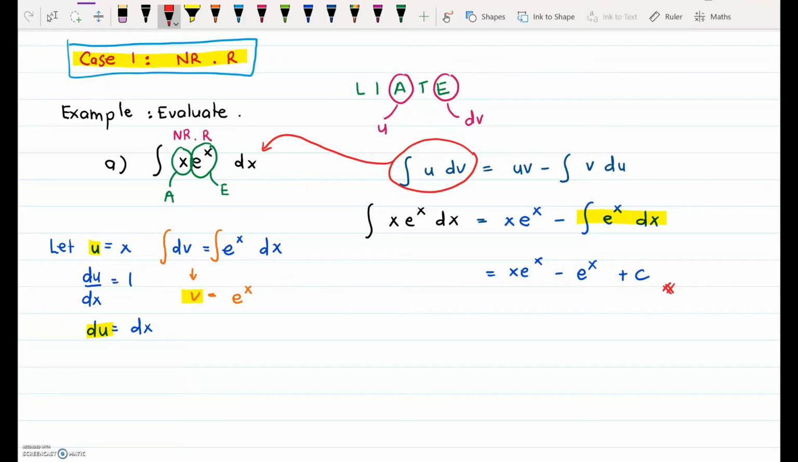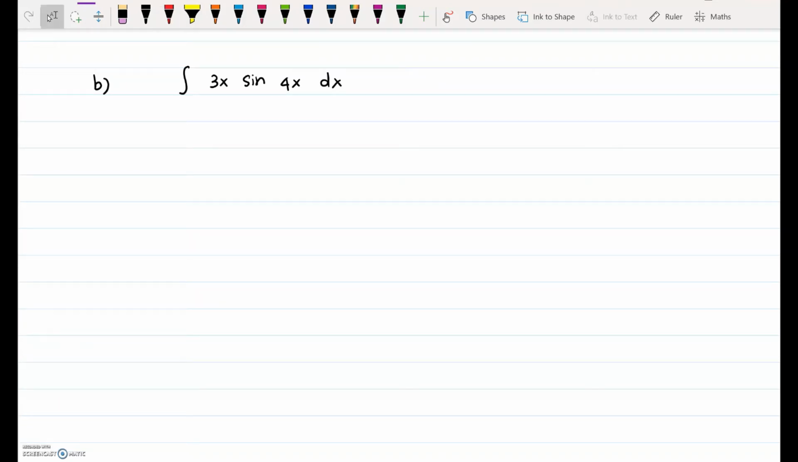Alright class? Okay guys, let's continue with the second example. We have here the integration of 3x sine 4x dx. Firstly, this is the product function where you have 3x times sine 4x. Then we will use integration by parts. We have 3x and another one is sine 4x. 3x is the non-repeatable function and sine 4x is the repeatable function. So this is the case for NR times R.